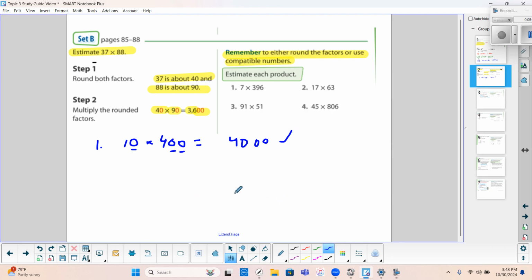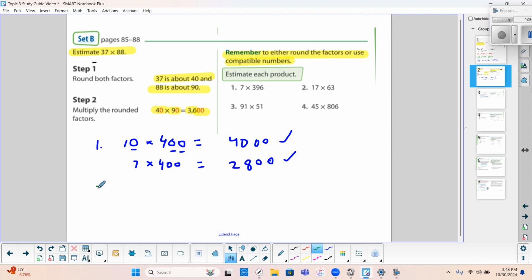Now, I'm looking at the answer key, and they actually used a slightly different number. They said 7, they kept it the same, times 400. So they basically said, 7's an easy number to work with, so I'm going to use that because it's a compatible number. So 7 times 400 is 2,800. The difference between compatible numbers and rounding is compatible numbers are just easy numbers to work with, where rounding asks you to specifically round. It will be very clear on the test what I'm looking for.